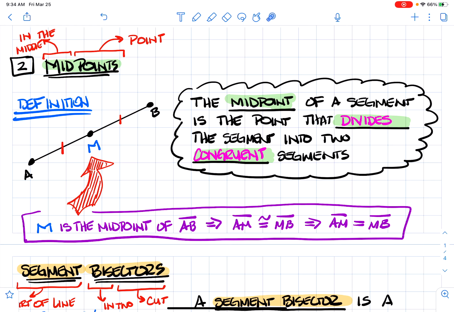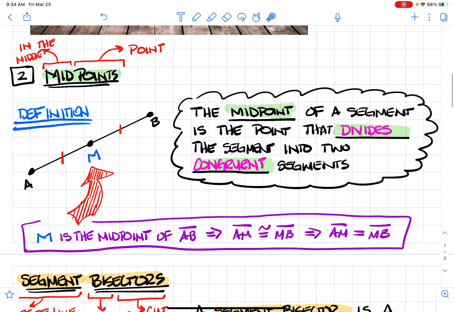So for example, over here on this side, let's say I have line segment AB, okay? M is going to be our midpoint, and the reason I know this is because I have segment markings that tell me that AM is the same as MB. So we say M is the midpoint of line segment AB. That implies that line segment AM is congruent to line segment MB. That implies that line segment AM is equal to line segment MB. And that's our working definition of a midpoint. So there's everything you need to know for understanding midpoints and for box number 2.